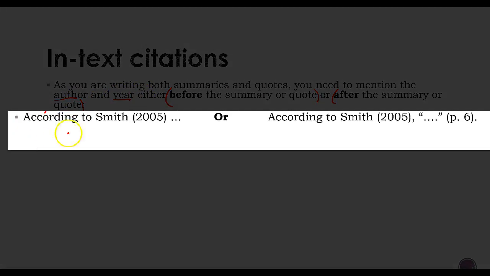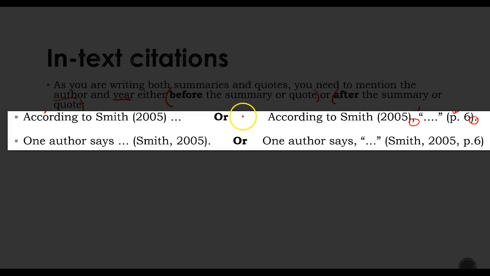Let's take a look at an example. So you could start a summary by saying, according to Smith, 2005, da-da-da, and you're covered. Or you could start a quote by saying, according to Smith, 2005, comma, since it's only an incomplete sentence, quote, P.6, period at the end of the information. So for the direct quote, you need the page number as well. So you could do it that way for both of these, introducing the information with the author and the year.